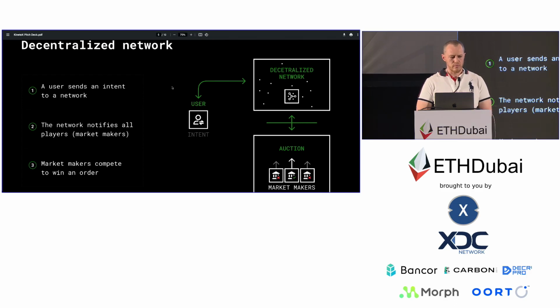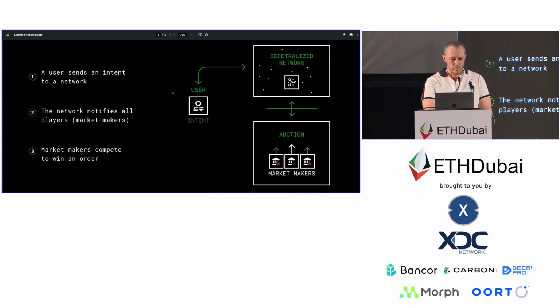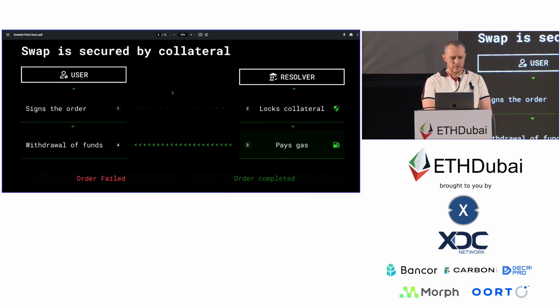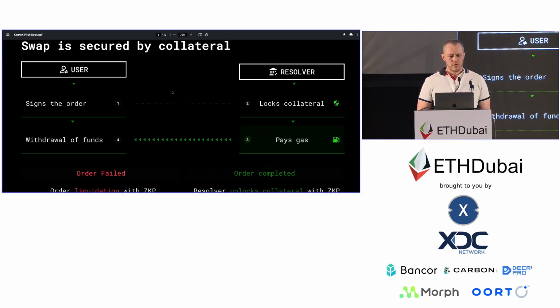As soon as the market maker receives the order, we need to be sure that the user is guarded and protected from failure, like a failed chain. For this, in our architecture, we use a collateral system. As soon as we receive a quote, and if the user agrees with this quote, the user provides a signature, like an approve. Approve allows the market maker to pay gas for the user and withdraw funds.